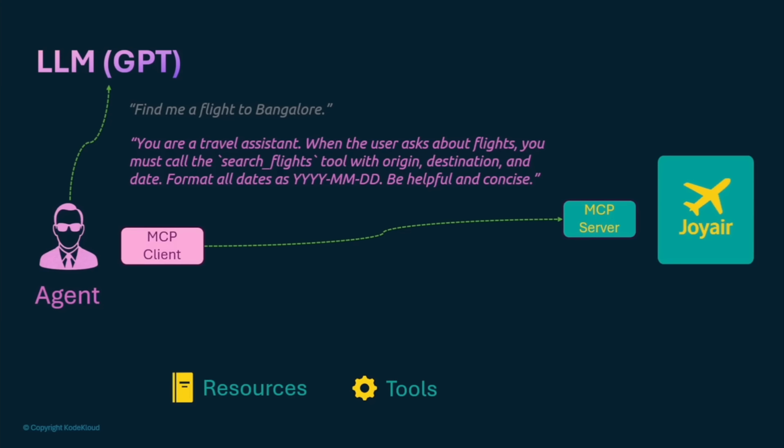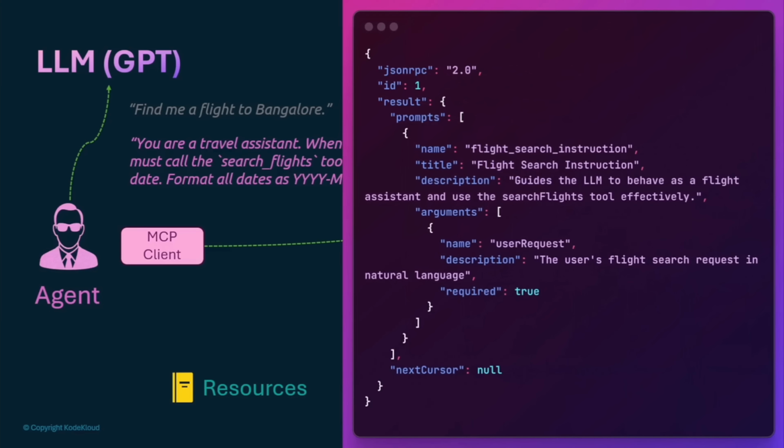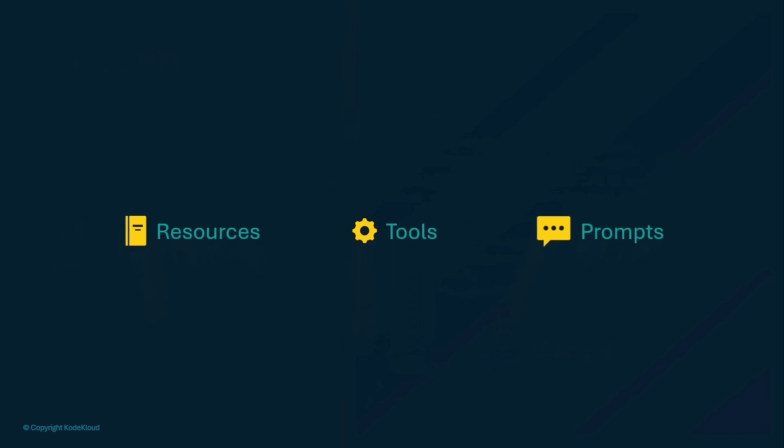So as you can see here, there are specific instructions given along with a specific format of dates, and these are known as prompts, and that's the third type of entity that an MCP server can expose. So the MCP specification defines a specific format to define a list of prompts. For example, in this case, we have a list of prompts that defines a name for each prompt, a title, a description, and a set of arguments that can be passed. So those are the high-level details that an MCP server needs to expose to its clients.